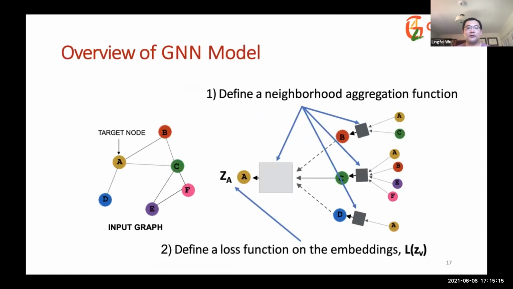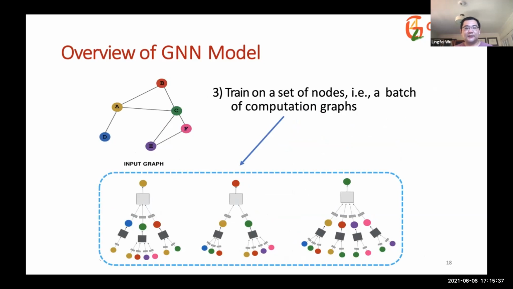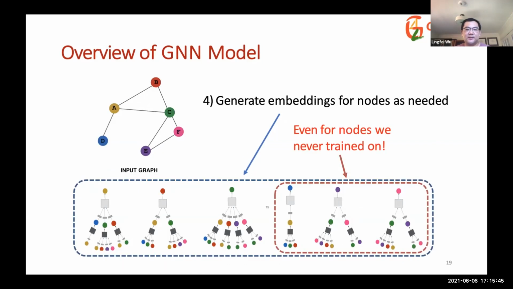So here is an overview of the graph neural nets model. In the first step, we have to define a neighborhood aggregation function. Once we define that, we can easily learn the representation for each graph node. Later we can define a loss function based on the embeddings learned so far, and perform supervised learning. Regarding the training, we can train on a set of nodes, and here we can formulate a batch of computation graphs. Finally, we can generate the embedding for the nodes that we need. The interesting part is that because we learn the aggregation function, we don't really learn a parameter for each individual node.